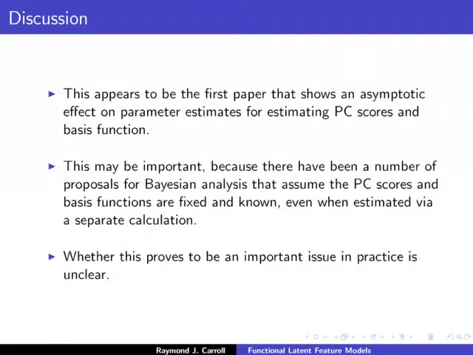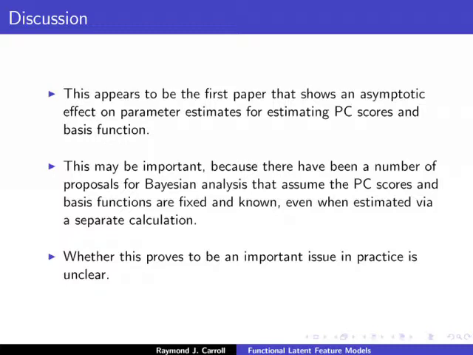I pointed out before that Bayesians, and I'm a Bayesian about half of my life now, want to do this stuff, but they're faced with the problem of estimating the principal component functions. That problem hasn't been solved in the Bayesian world yet. Part of the reason for undertaking this is we saw papers on this and thought, well, gee, maybe we should work out what happens. Whether it proves to be an important issue in practice or not is unclear.